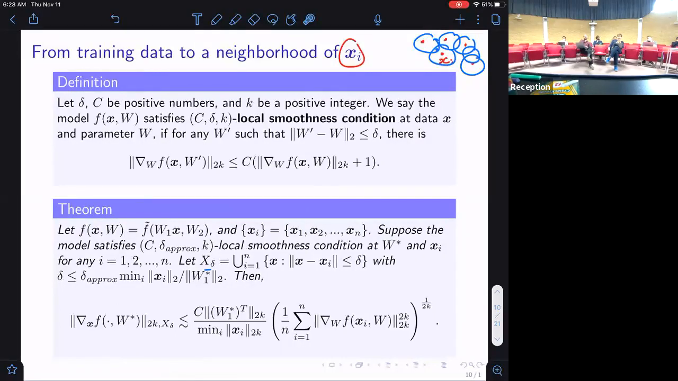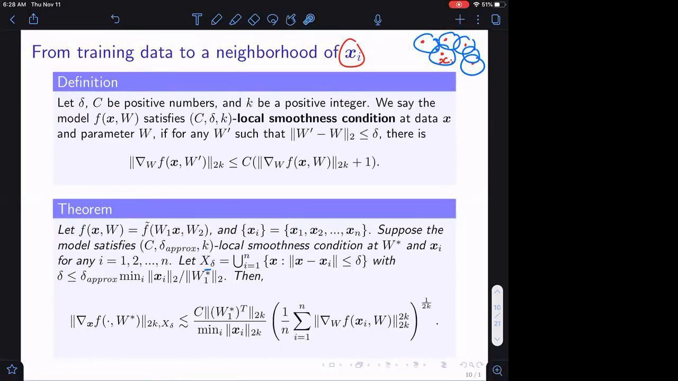This local smoothness condition, is that uniform? Do these constants C, delta, K depend on X, or are they uniform over the support of your measure? Right, good question. The way we stated it is uniform. But for example, because we normalize the data, we assume the norm of X is bounded. After we normalize, the data manifold itself will be a compact set. So as long as this statement holds point-wise in X, you can make it uniform.